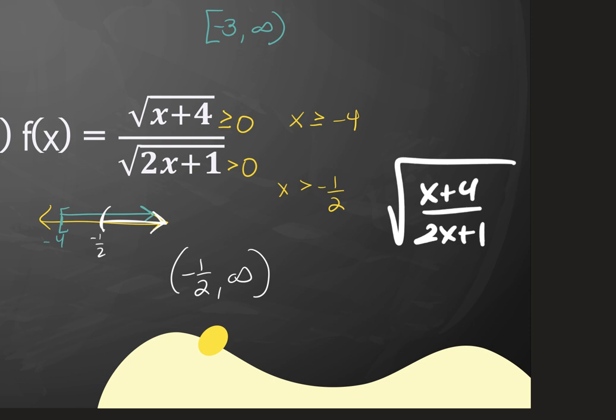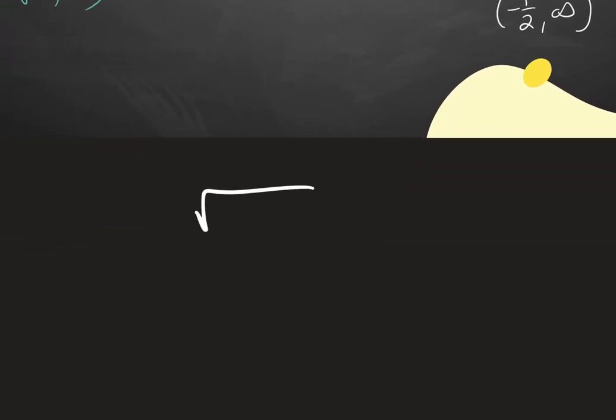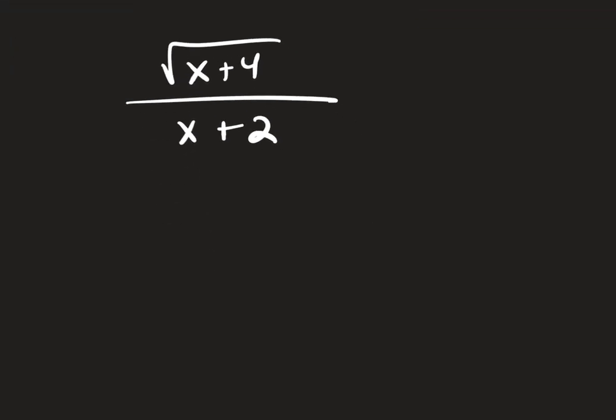Another case that might occur with this is that, let's say in your numerator, I've got a square root that says x plus 4, and then in my denominator, I've got an x plus 2. Let's think about what would happen here. So from my numerator, what's the restriction?